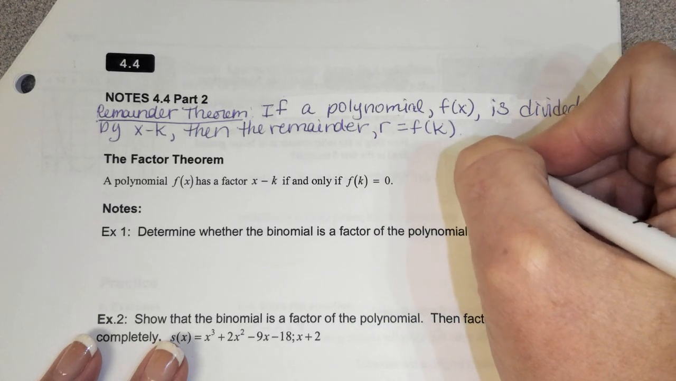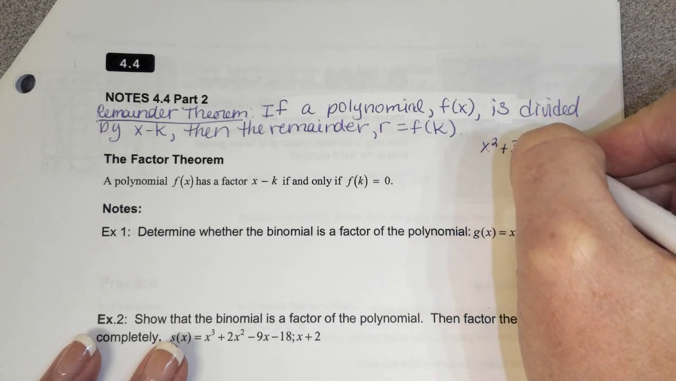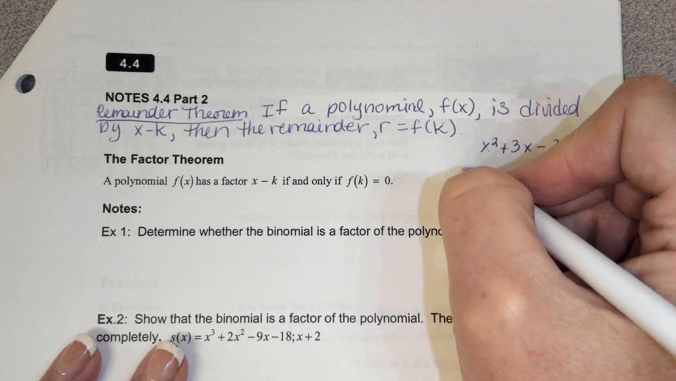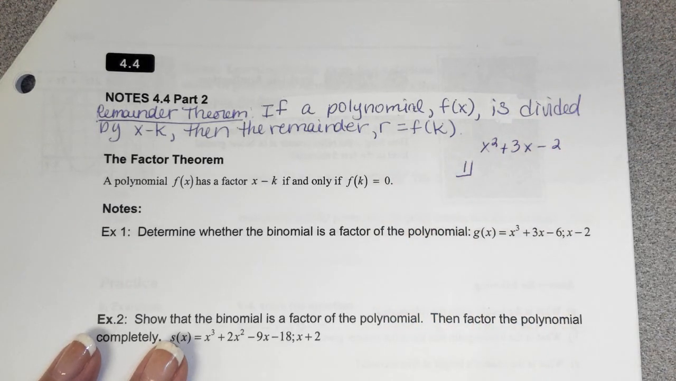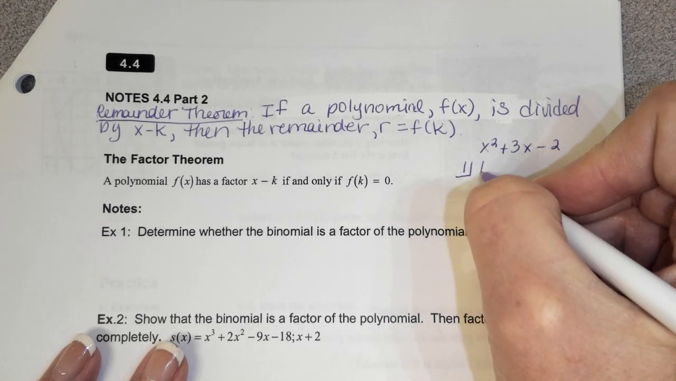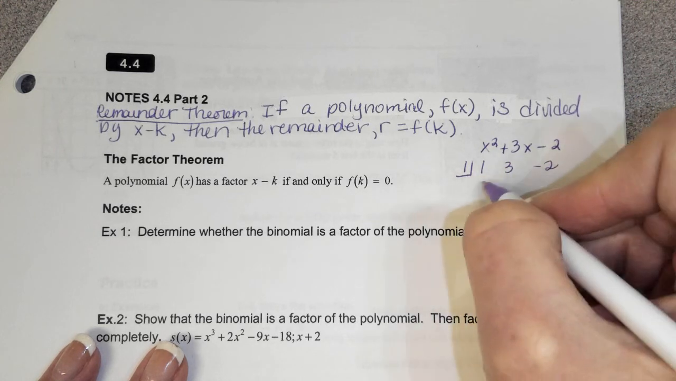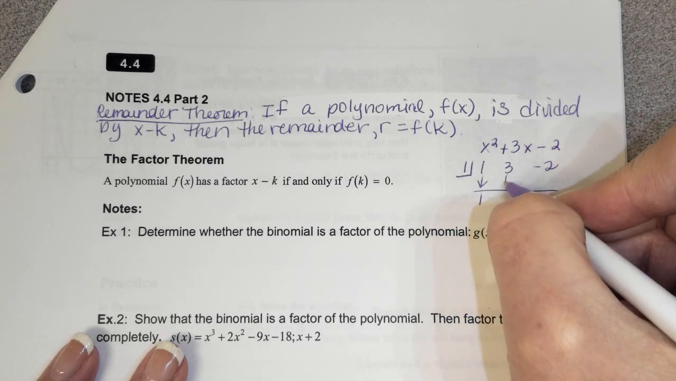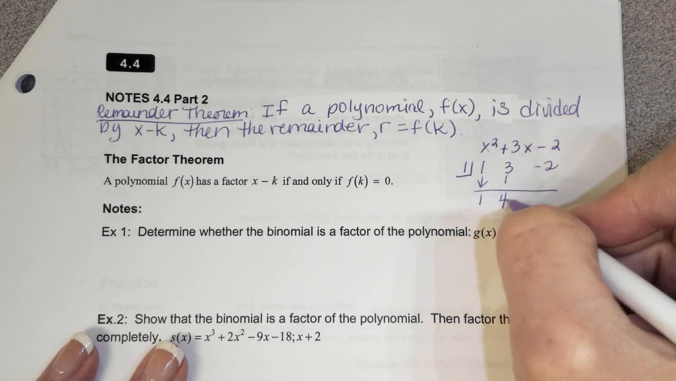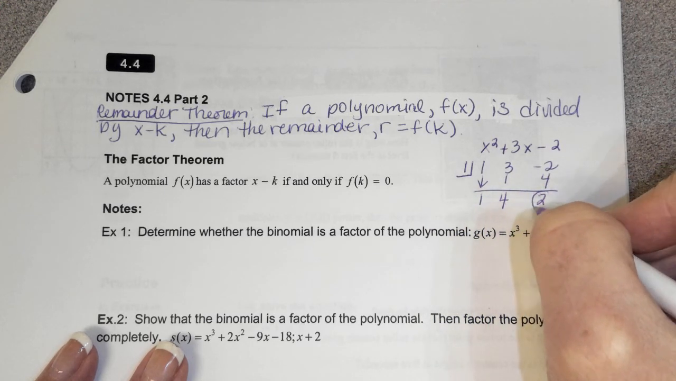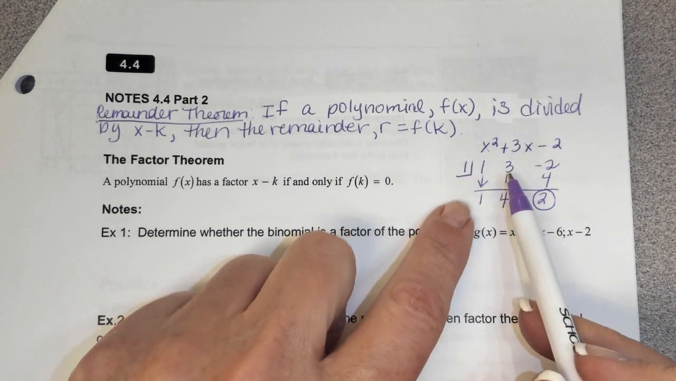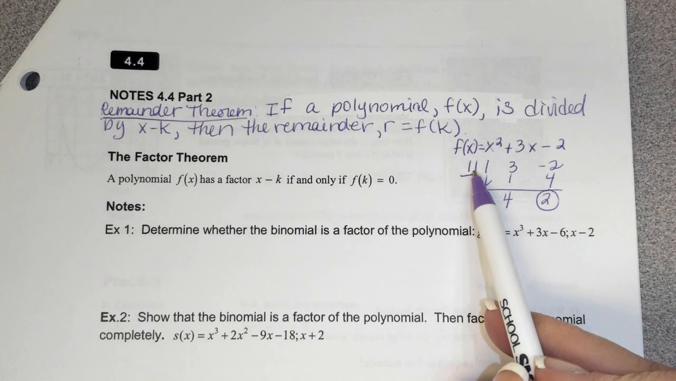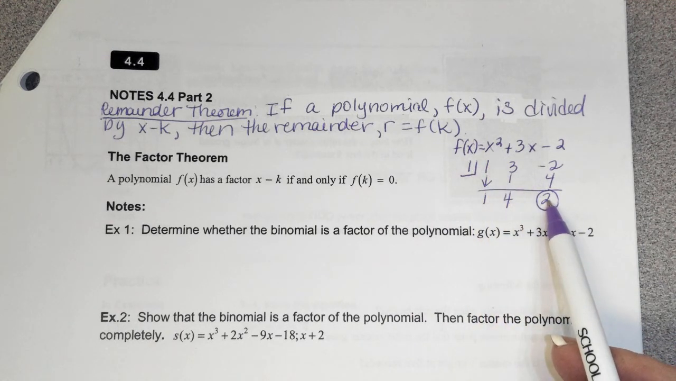So let's say we have this, x squared plus 3x minus 2. And let's say I do synthetic division of 1. So I write this out. This would be 1, 3, negative 2. I bring down the 1. 1 times 1 is 1, add it. 1 times 4 is 4, add it. And I get 2. So what that tells me then is if this is my function right here, if I were to plug in the number 1, I should get 2.